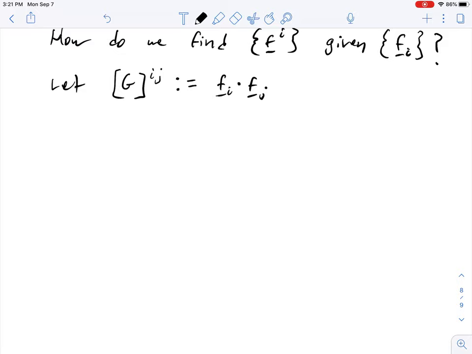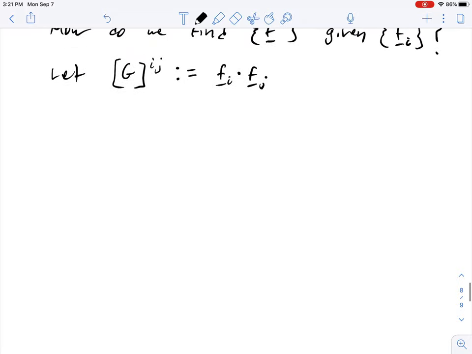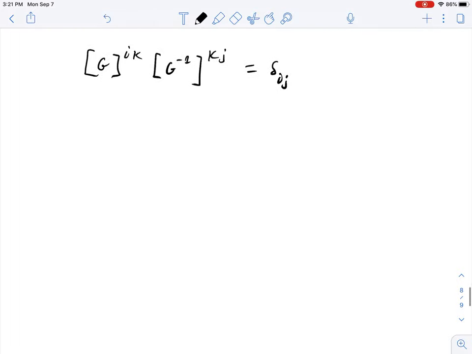matrix elements. All right, so then the definition of the matrix inverse: if we have G_ik times G inverse kj, that is equal to delta ij, just by the definition of a matrix inverse. So this is not, you know, tensor, this is just matrix. We haven't talked about tensors yet.